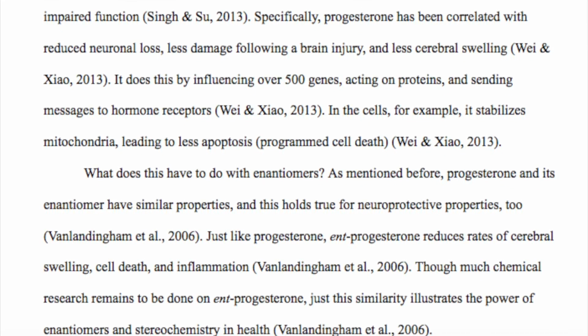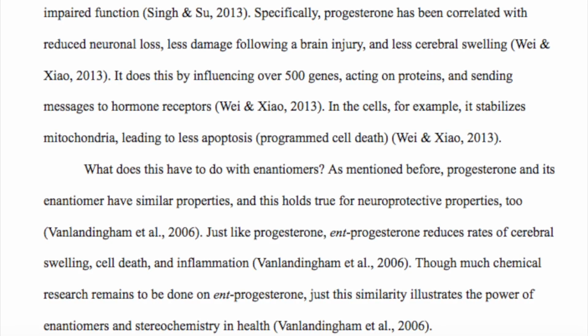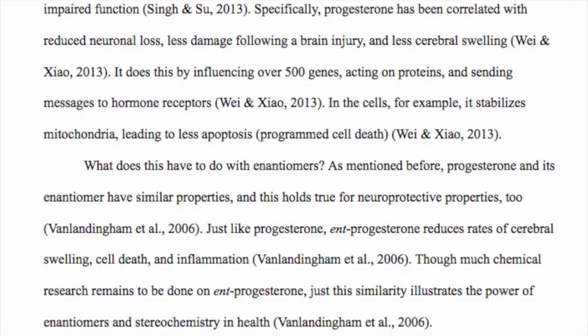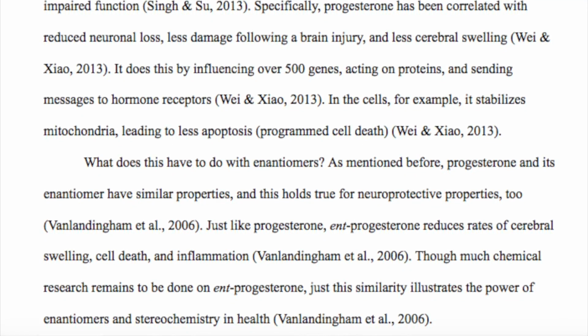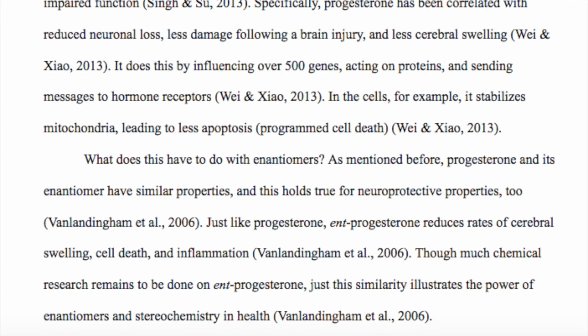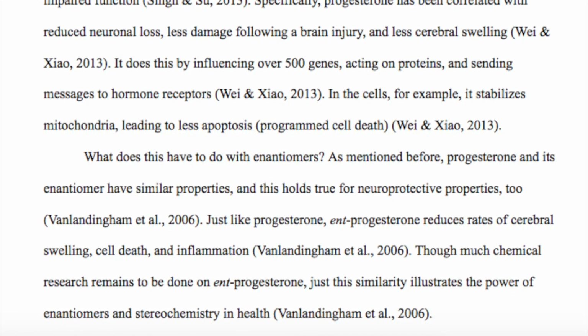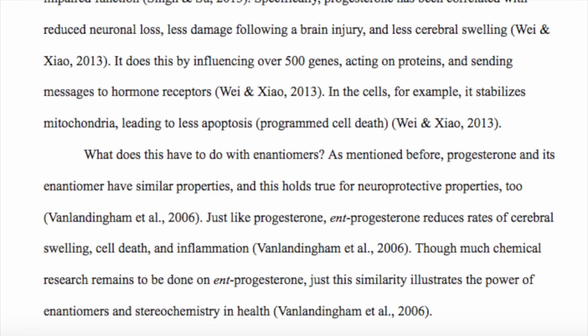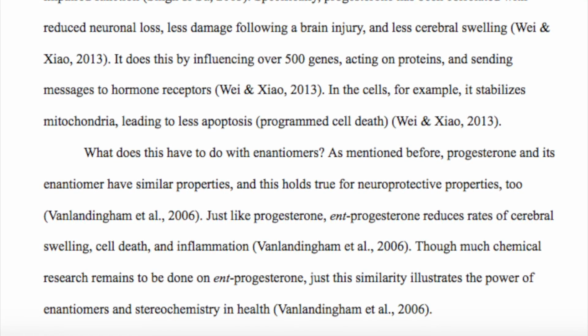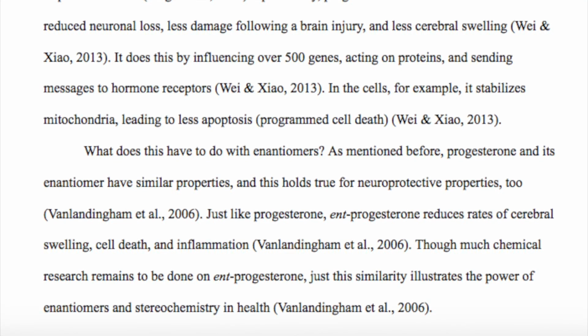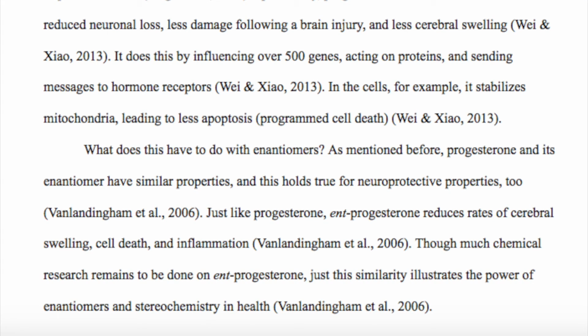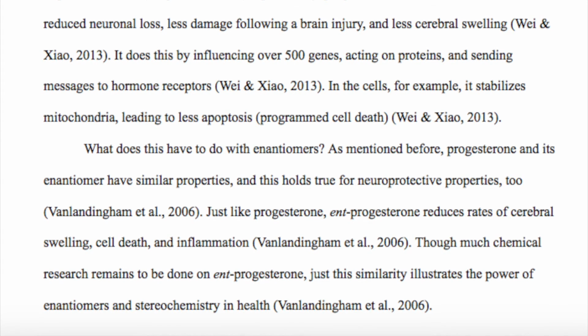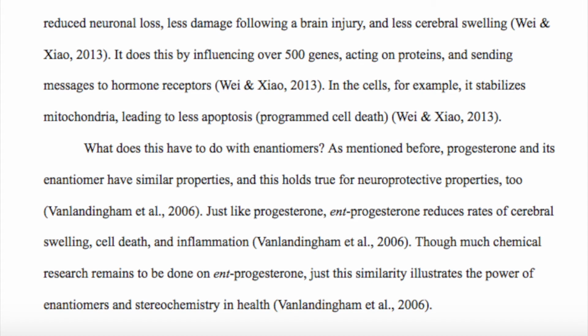As mentioned before, progesterone and its enantiomer have similar properties, and this holds true for neuroprotective properties too. Just like progesterone, ent-progesterone reduces rates of cerebral swelling, cell death, and inflammation. Though much chemical research remains to be done on ent-progesterone, just this similarity illustrates the power of enantiomers and stereochemistry in health.